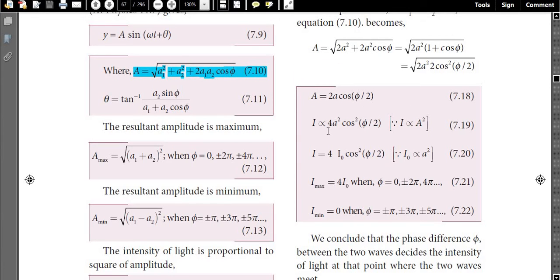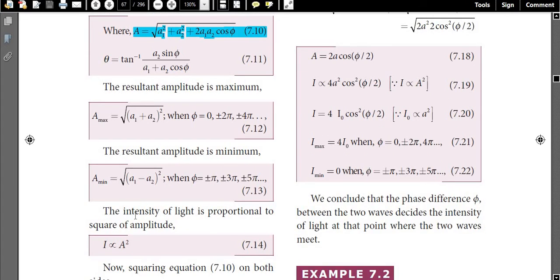So I is directly proportional to, already we know the formula 7.14, I is directly proportional to A square. Here substituting the value of A, we get I is directly proportional to 4a square cos square phi by 2. So I is equal to 4 I naught cos square phi by 2, because I naught is directly proportional to a square. That is why a square can be written as I naught. So 4 I naught cos square phi by 2.